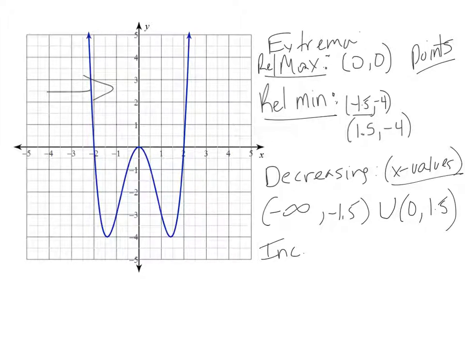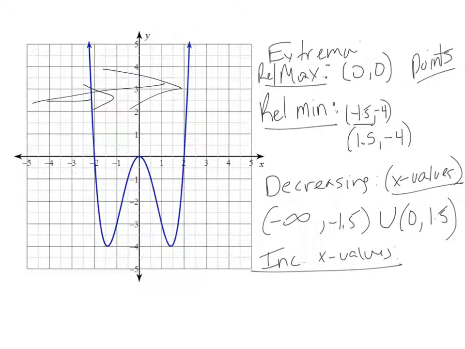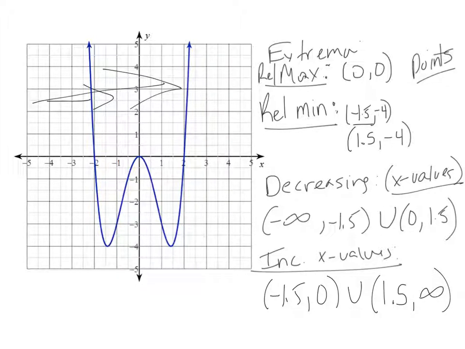Increasing, same thing. Always our x values. Where is the graph going up if I'm traveling in this direction? So I start here. This is going down. This is going down. So from here up, that's going up. That minimum point starting there, so it's negative 1.5. Again, x values. Going up to 0, it's increasing until it gets to 0. Then it's going down. And then starting at that minimum again, 1.5 to infinity. Okay, let's try another one.